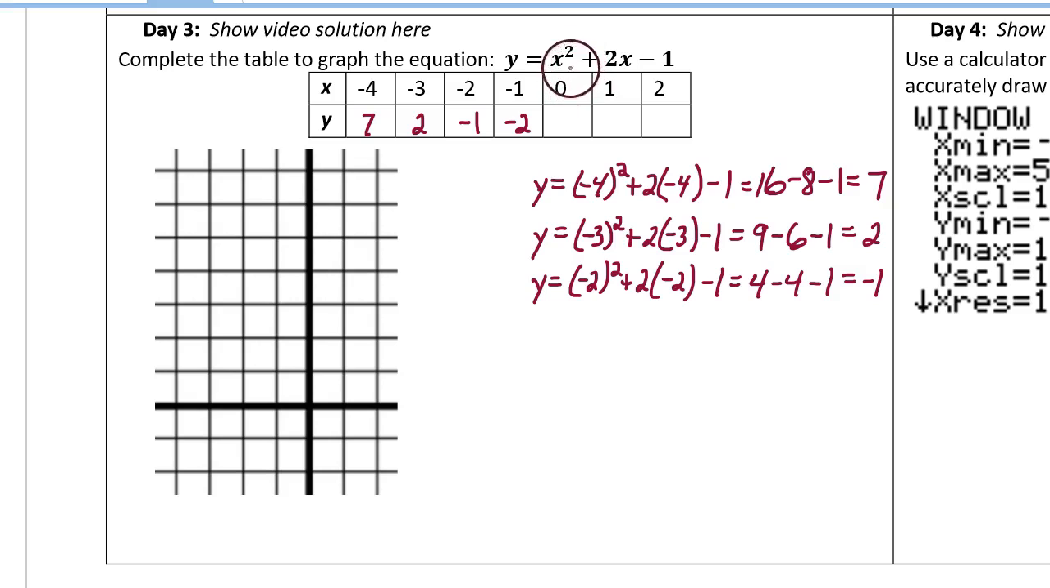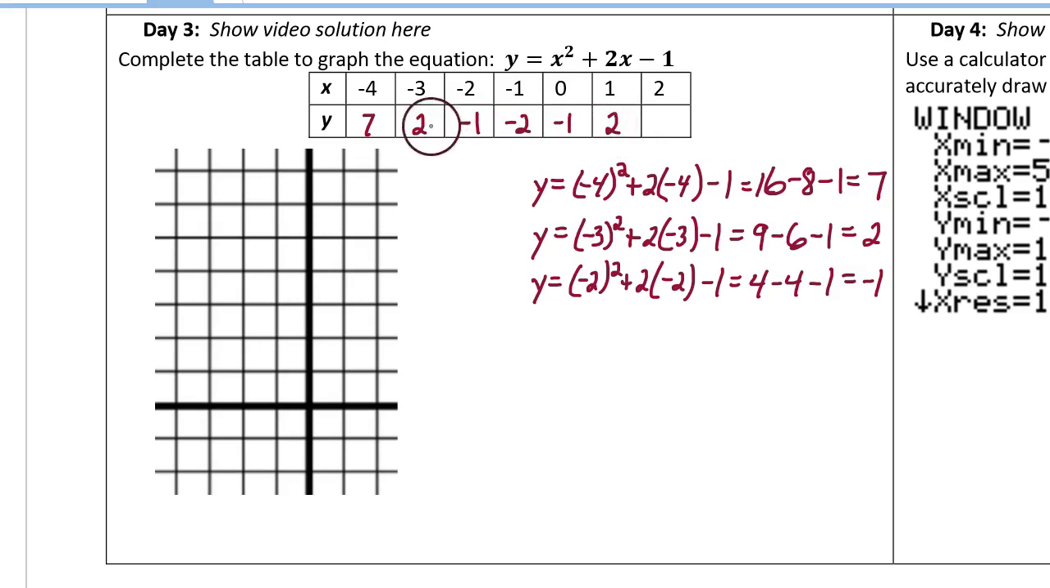Now we want to fill in 0. 0 squared is 0. In this spot, 2 times 0 is 0. So we have 0 plus 0, which is 0, and then -1. That's -1. Well, this is interesting. We had a -1 before. Now we want to substitute in 1. 1 squared is 1. 2 times 1 is 2. And 1 plus 2 is 3. And then take away 1 is 2. We had a 2 before.